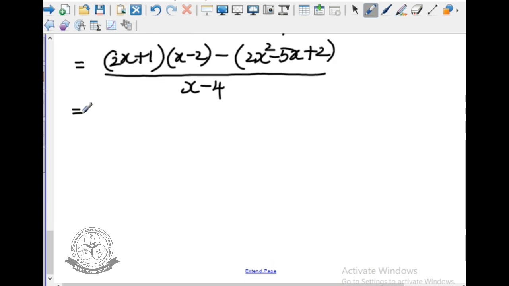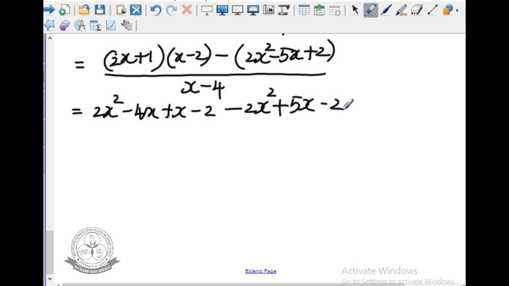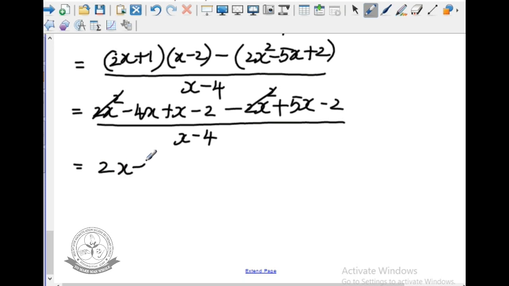That is equal to, multiply 2x plus 1 by x minus 2. So 2x squared minus 4x plus x minus 2. Bring the minus sign inside the bracket, minus 2x squared plus 5x minus 2, whole divided by x minus 4. So 2x squared gets cancelled, minus 4x plus x is minus 3x, minus 3x plus 5x, the answer will be 2x minus 4 whole divided by x minus 4. From the numerator you can take 2 outside: 2 into x minus 2 whole divided by x minus 4.